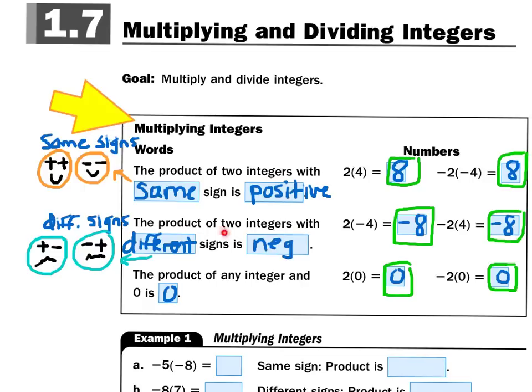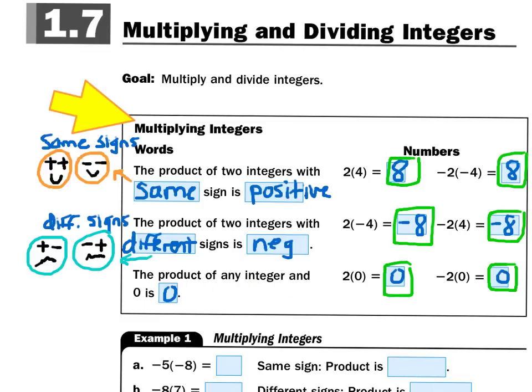Now, the product of two integers with different signs is always negative. So positive 2 times negative 4 would give us negative 8, or negative 2 times positive 4 gives us negative 8. And to show you this with the little pictures, if there's a positive and a negative, their eyes don't match, so the little guy is unhappy. Same thing here, negative times a positive, eyes don't match, so the little guy is unhappy.